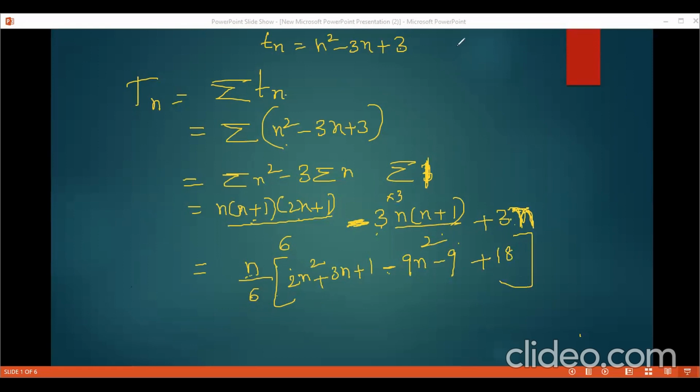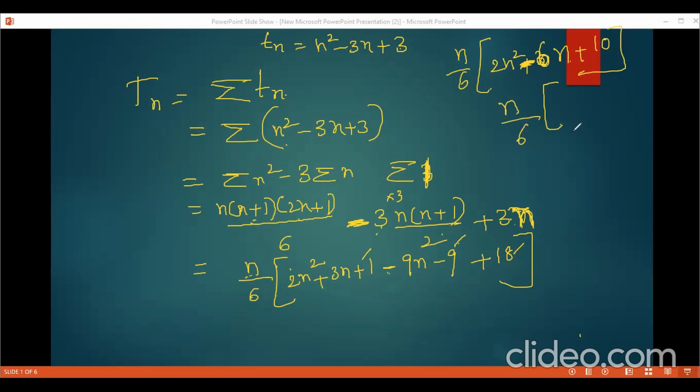You observe. So n by 6 into, you simplify this, 2n square plus 3n plus 3n minus 6n. I'm simplifying directly, plus 3n minus 9n minus 6n plus 1 minus 9 plus 10. So 18 plus 1, 19, 19 minus 9 plus 10. Okay. So n by 6 into 2n square minus 6n plus 10.